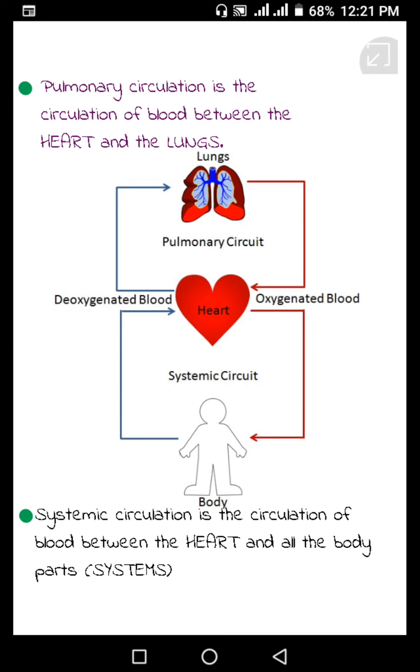So then what is the pulmonary circulation? Pulmonary circulation is the circulation of blood between the heart and the lungs. That is the simplest definition. The movement of blood between the heart and the lungs. So in pulmonary circulation, blood moves from the heart, goes to the lungs, and then from the lungs back to the heart. So this cycle that I've drawn here is what is called pulmonary circulation, which is written as pulmonary circuit.